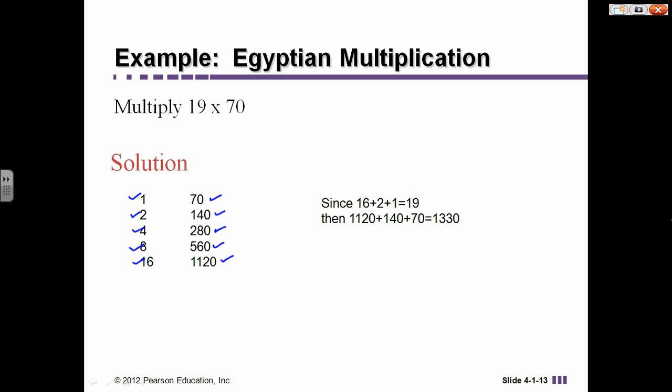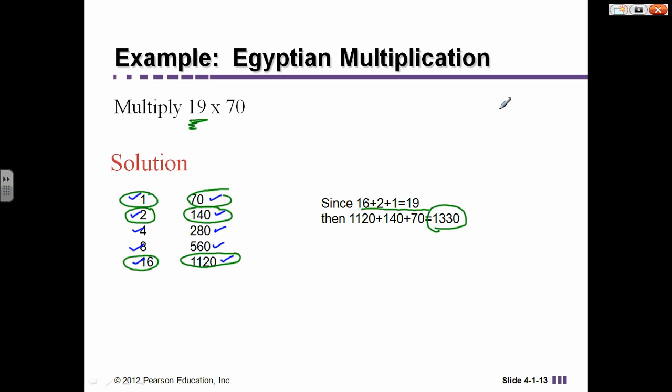Now let's look for a second. If I take the number 16 plus 2 plus 1, I get 19. So 16 plus 2 plus 1 is 19. Well, now I'm going to take the numbers that correspond to those, and I'm going to put those together. So I'm going to take those three numbers, 1120, 140, and 70, and I get 1330.